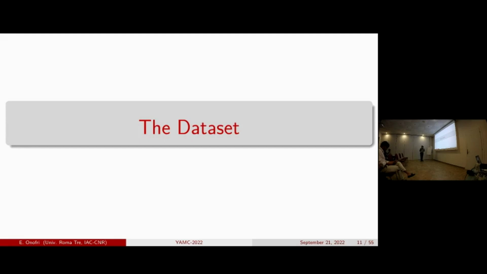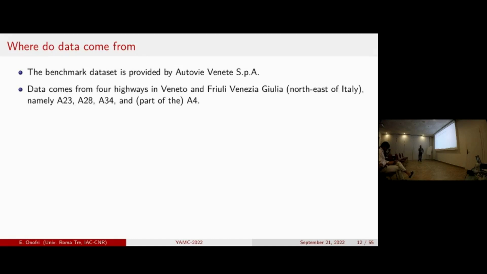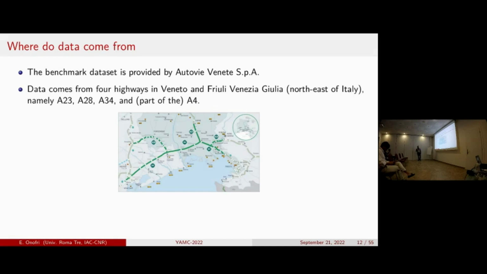Any question? Okay, perfect. The dataset. The benchmark dataset, as I was saying, is provided by Autovie Venete. The data come from the 4 highways in Veneto and Friuli-Venezia Giulia. I don't expect you to know where actually this point is, but we have a very interesting map that resembles us. Here there's Trieste and here there's Venice.